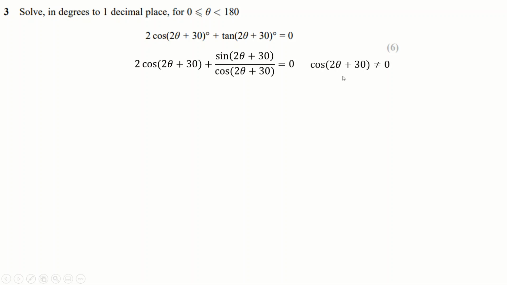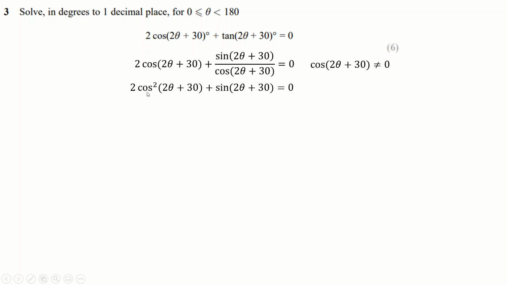I might just make a small remark here that this is fine as long as cos of 2 theta plus 30 is not equal to 0, because then I would be dividing by 0 and I don't want to do that. Essentially I'm just saying that I don't want tan to be 90 if we're working in degrees, or 270 of course. Anyway, now I'm going to times everything by cos of this thing, because that will get rid of this obviously. 0 times that is still 0, and that makes a square here.